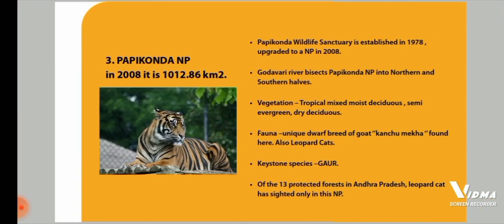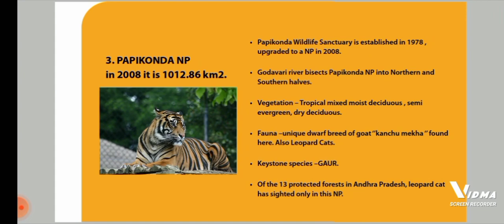The third and the last one of Andhra Pradesh is Pabikonda National Park, and it was established in 2008 with an area of 1012.86 km square. Pabikonda Wildlife Sanctuary is established in 1978 and it was upgraded to a national park in 2008. Here we can see the Godavari River, and it bisects the Pabikonda National Park into two, that is northern and the southern halves. The vegetation we can find here is tropical mixed moist deciduous, semi-evergreen and dry deciduous.